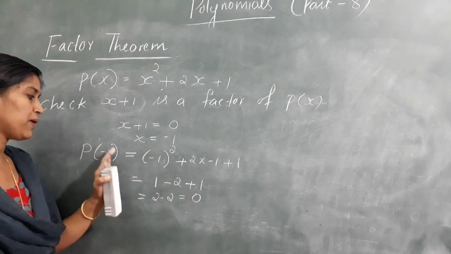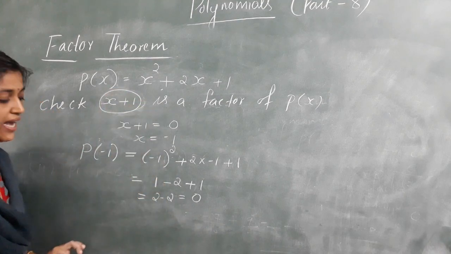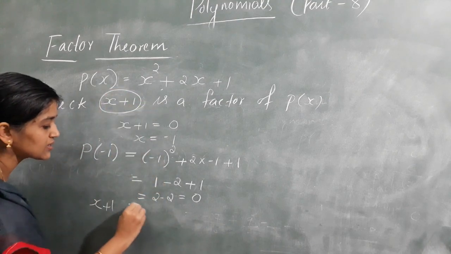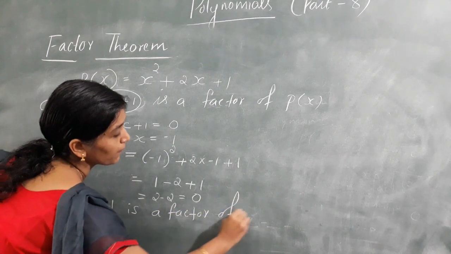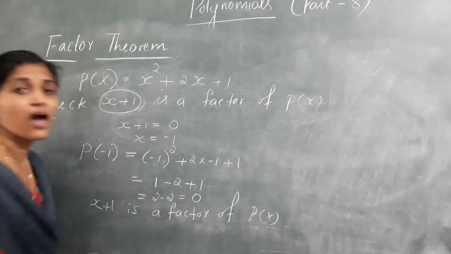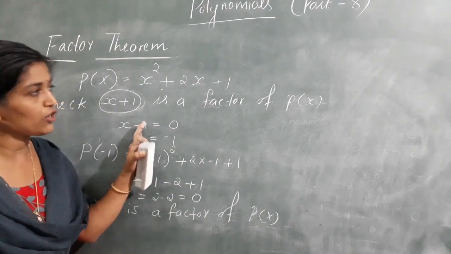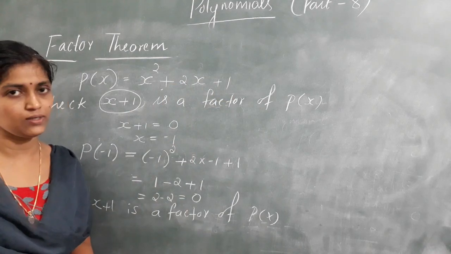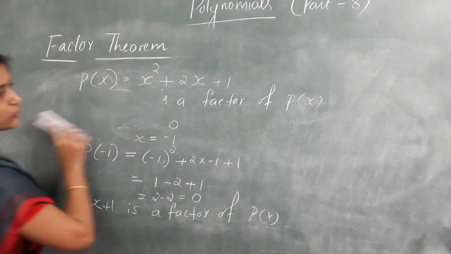So, since we got P of minus 1 is equal to 0, what can we say about x plus 1? X plus 1 is a factor of P of x. This is how we check whether a polynomial is a factor of the given polynomial or not. Okay. Now, we will have another type of question.